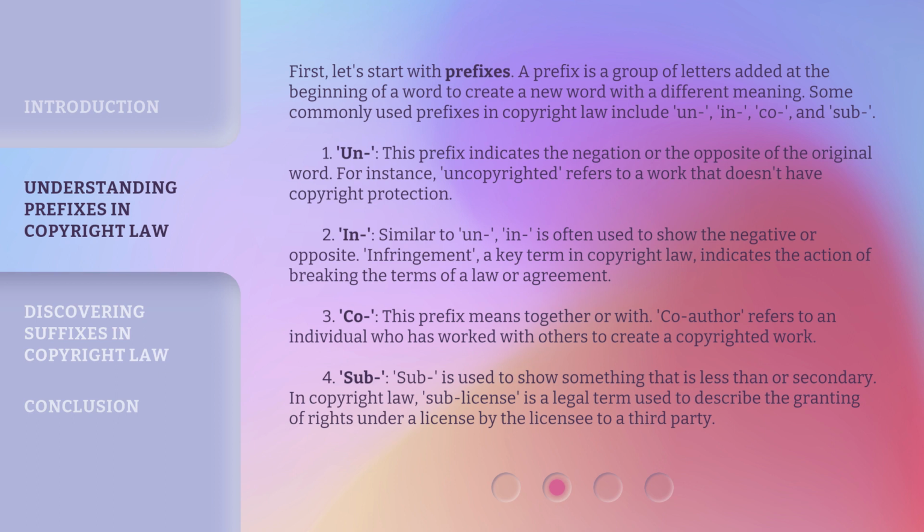3. Co. This prefix means together or with. Co-author refers to an individual who has worked with others to create a copyrighted work. 4. Sub is used to show something that is less than or secondary. In copyright law, sublicense is a legal term used to describe the granting of rights under a license by the licensee to a third party.